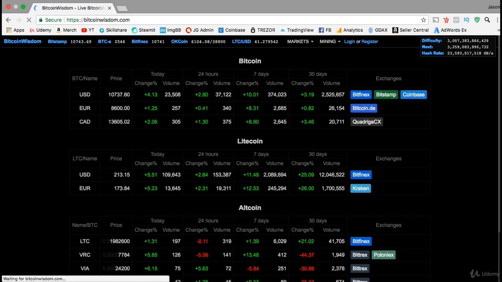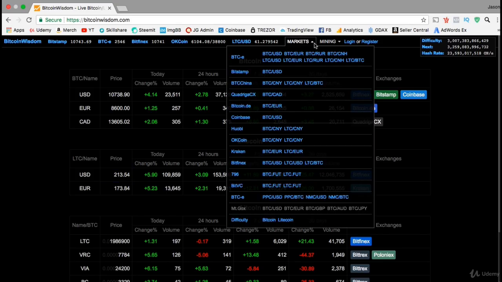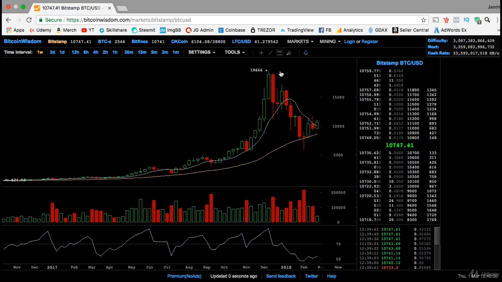So this is BitcoinWisdom.com. They provide you with real-time charts for Bitcoin and dozens of other cryptocurrencies. If you go up top to the drop-down menu under Markets, you can see all the charts they offer from the different trading exchanges. I'm going to check out the Bitstamp Bitcoin to US dollar chart. So here's the Bitcoin weekly candlestick chart. Each candlestick represents 1 week. It actually looks very good and probably a good time to enter.